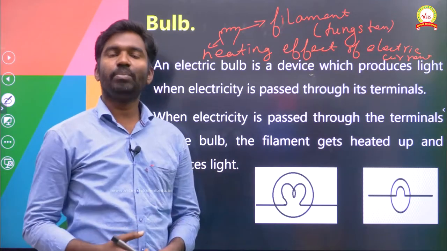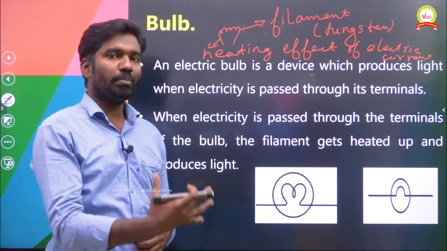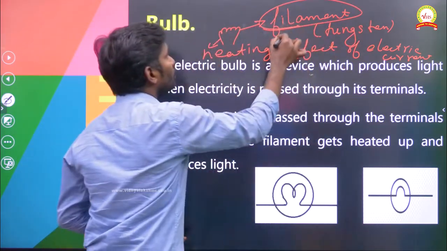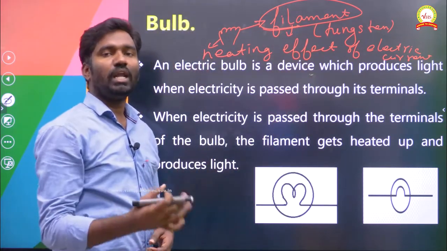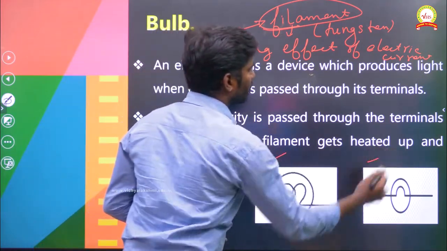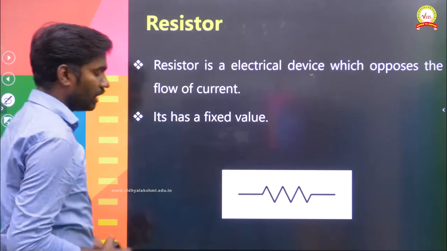In the bulb also, the same principle is working. When you pass the electric current through the filament inside the bulb, the filament starts to heat up and then it produces light, right? So this is a symbol for the bulb. Either you can use this one or the other one. That is our wish. And the next component is the resistor.